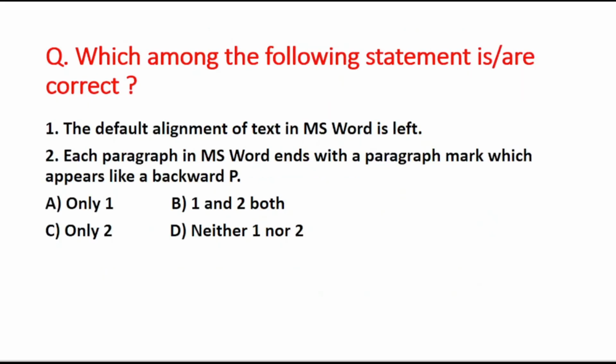Next question is, which among the following statement is or are correct? First statement is the default alignment of text in MS Word is left. Second statement is each paragraph in MS Word ends with a paragraph mark which appears like a backward P. So the correct option is option B, that is 1 and 2 both. It means both these statements are the correct with respect to MS Word. Okay.